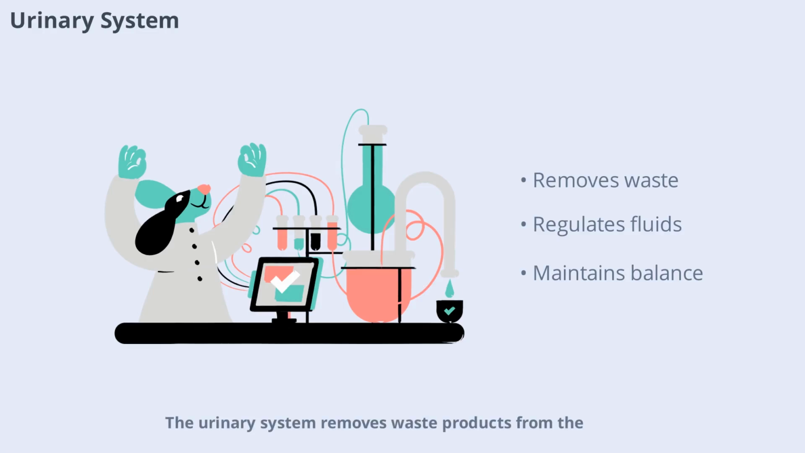The urinary system removes waste products from the blood and regulates fluid balance in the body. It includes the kidneys, ureters, bladder, and urethra.